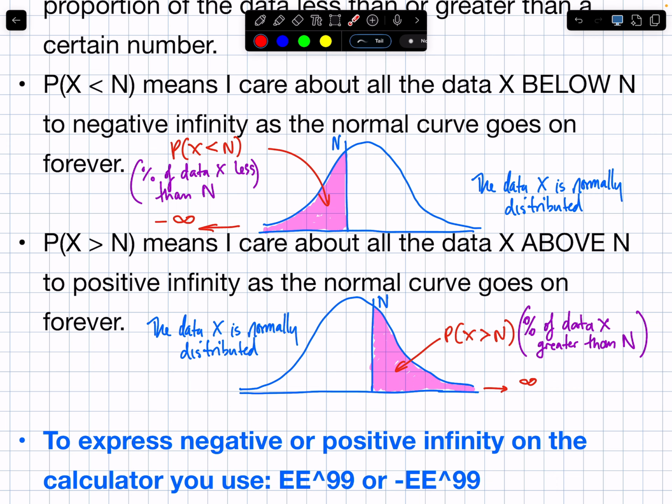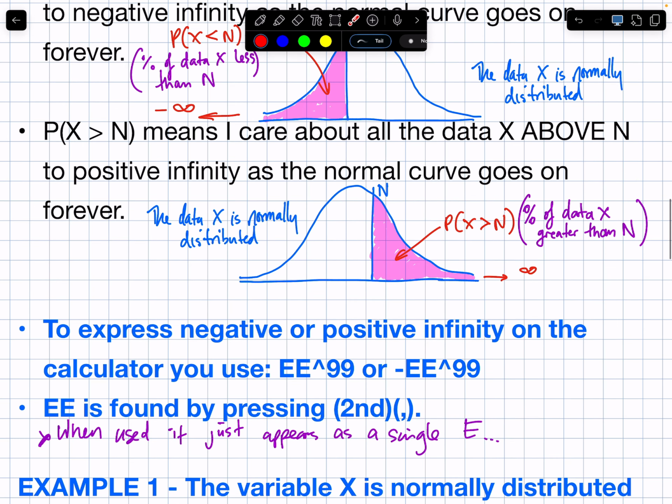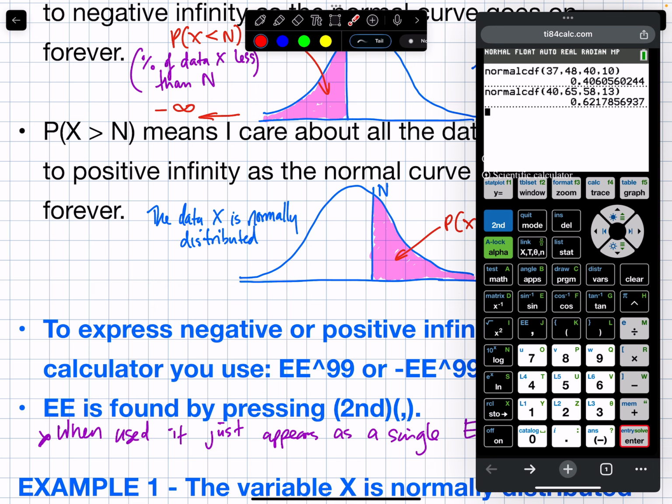How do we write positive infinity? Can you see on your calculator the comma button here that I've highlighted in red? There's a little comma button above 7. Can you see how above the comma button there's 2 capital E's? When you press that, just a single E pops up. And if you press E99, that's the biggest possible number your calculator can deal with. That's the closest to infinity that your calculator will recognize.